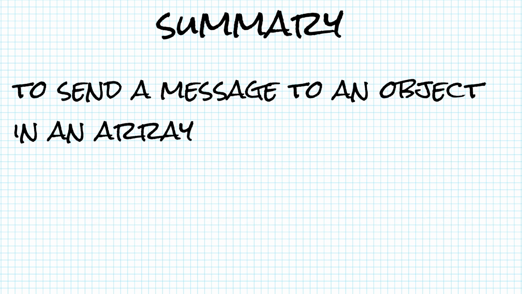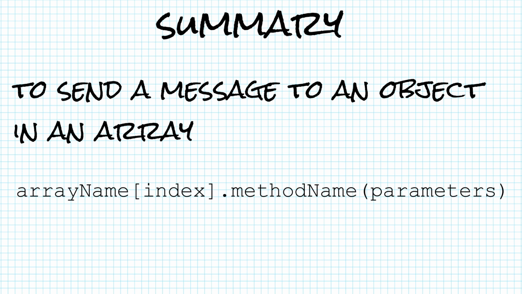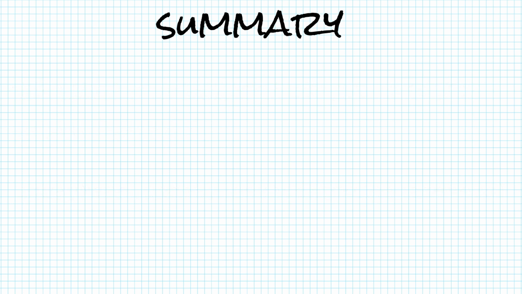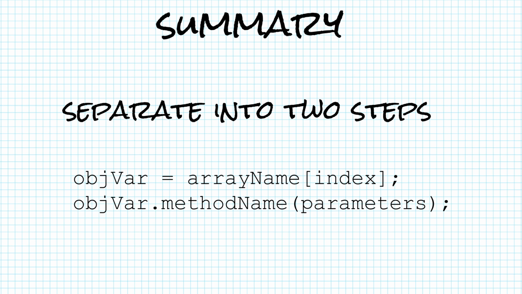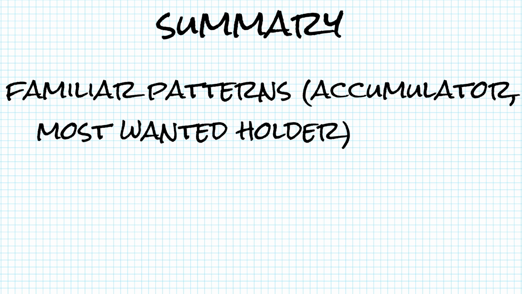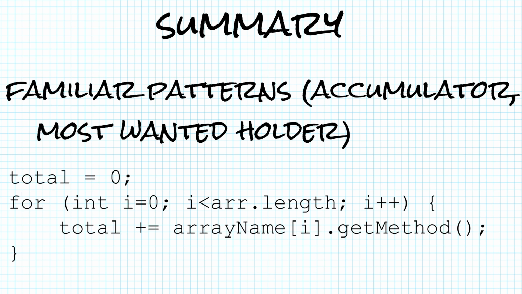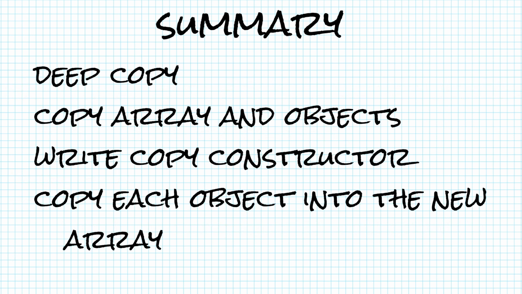The syntax of sending messages to objects in an array can feel a little daunting because we first index into the array with square brackets and then send a message with the dot notation. There is a lot of punctuation. You can separate this out into 2 steps, assigning the object into a variable and then sending a message to the object variable until the syntax feels more intuitive. We looked at how to total values obtained from array objects in a loop, and we learned how to make a deep copy of an array of objects, a copy that not only copies the array, but also copies the objects in the array, so that the copy is completely independent from the original array.